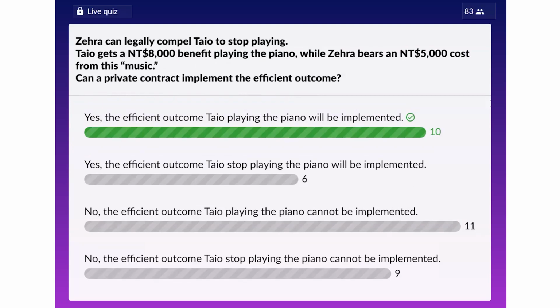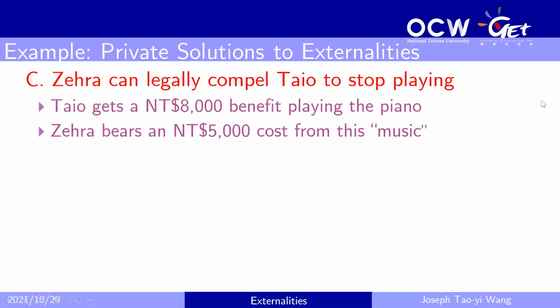So let's take a look. Okay, first thing, what is the efficient outcome here? The social benefit is $8,000. That outweighs the social cost of $5,000. So even though legally Zero can compel Tao to stop playing, the efficient outcome should be that Tao will be playing the piano. Question, can a private contract implement this efficient outcome?